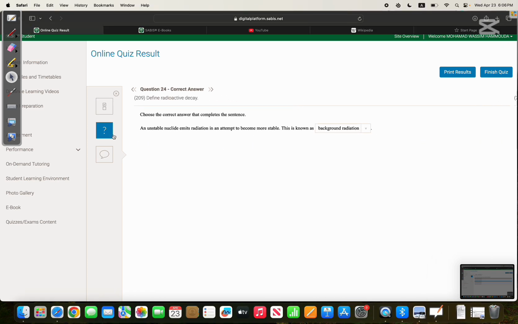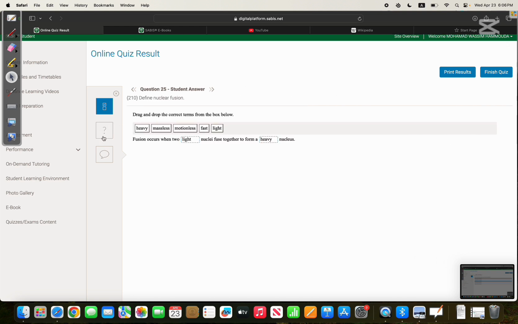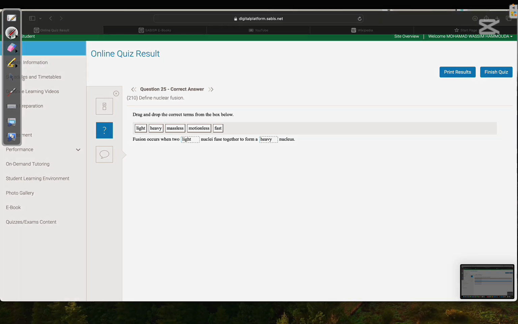Number 24. An unstable nuclide emits radiation in an attempt to become more stable. This is known as radioactive decay. This is also something to be memorized. Number 25. Fusion occurs when two light nuclei fuse together to become one heavy. So it's basically like this plus this is equal to this, for example.